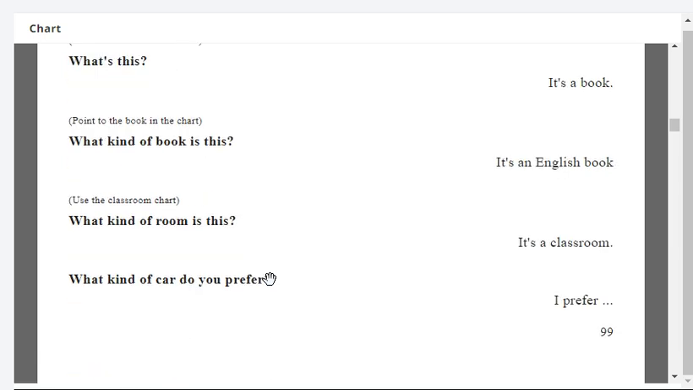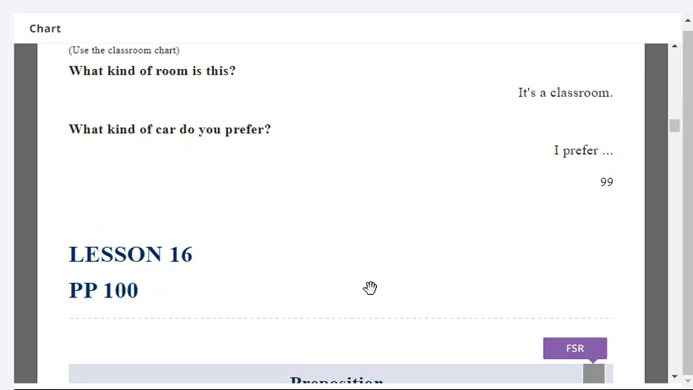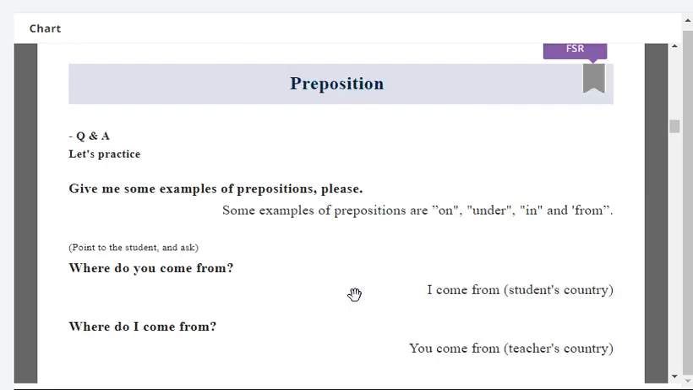What kind of room is this? It's a classroom. What kind of car do you prefer? I prefer an SUV. Very good. Okay, give me some examples of prepositions, please. For example, prepositions are on, in, under, and from. Very good.